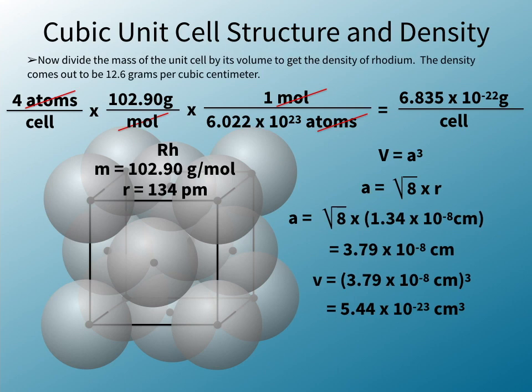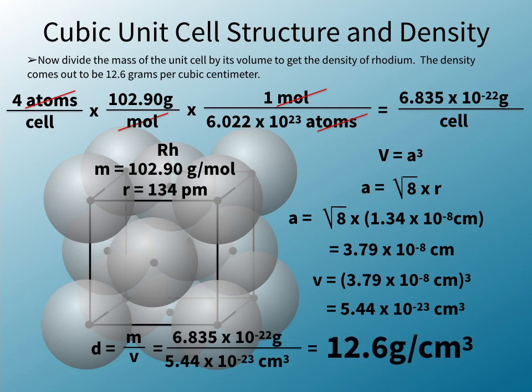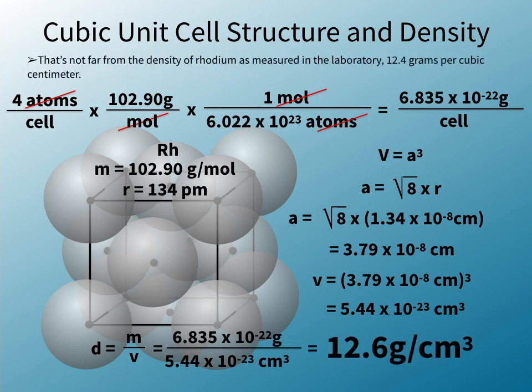Now divide the mass of the unit cell by its volume to get the density of rhodium. The density comes out to be 12.6 grams per cubic centimeter. That's not far from the density of rhodium as measured in the laboratory, 12.4 grams per cubic centimeter.